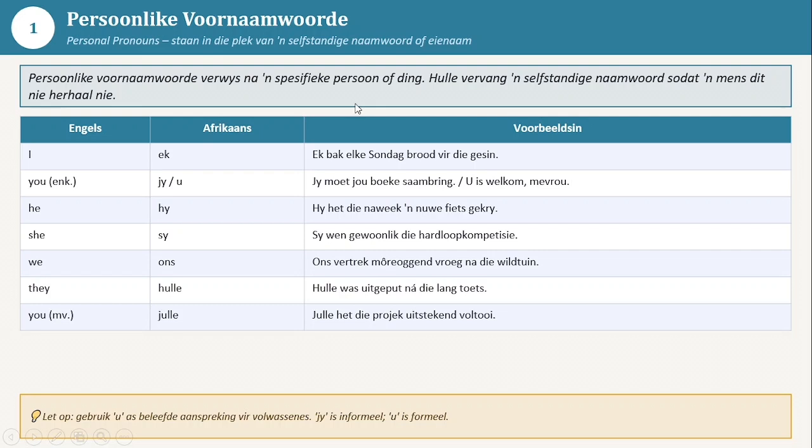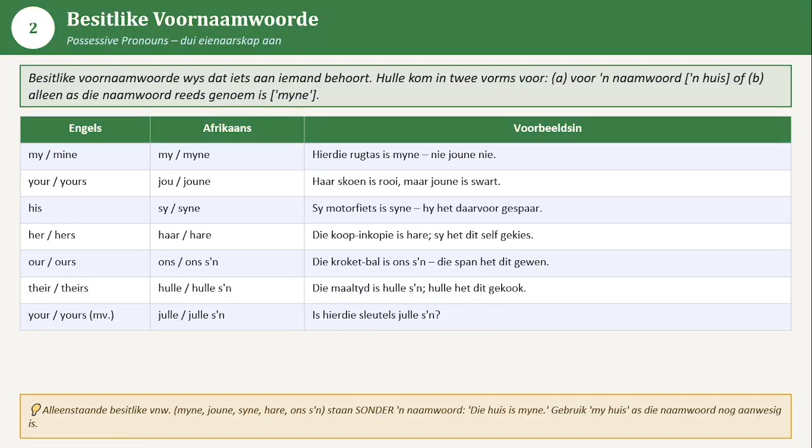So example sentence will be ek bak elke Sondag brood vir die gesin. So instead of the person's name, we're going to use the word ek. Here we're going to use the word jy. There we're going to use the word hy, etc. So instead of using the person's name, these are the ones that we are using. The fastest way to know them is basically remembering who is doing the action, and that will help you narrow it down. Next, we have besitlike voornaamwoord.